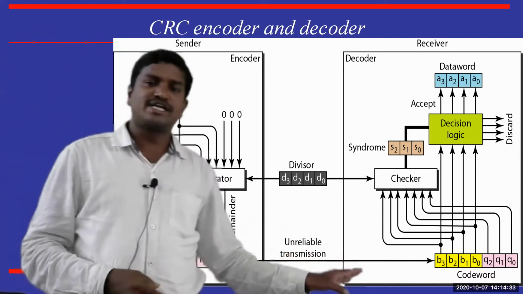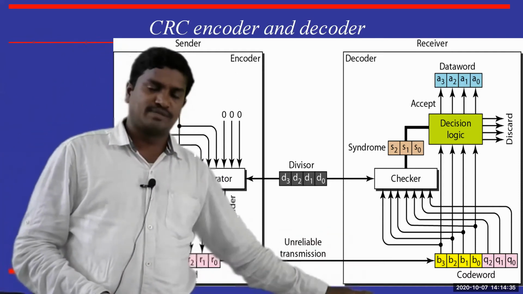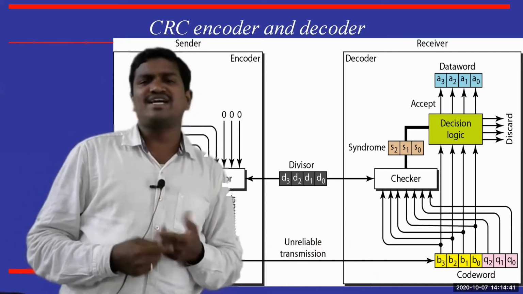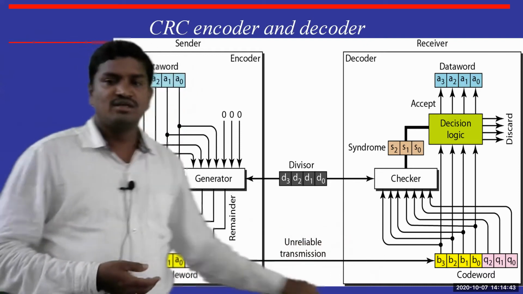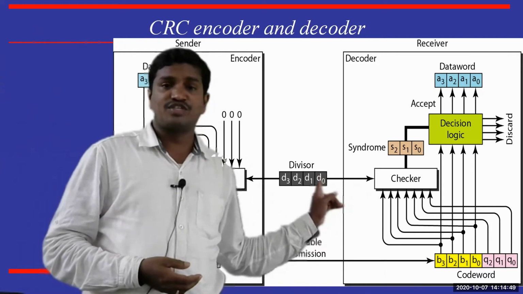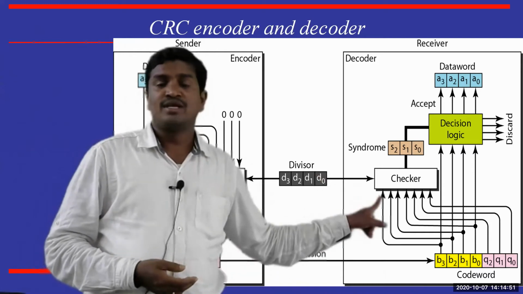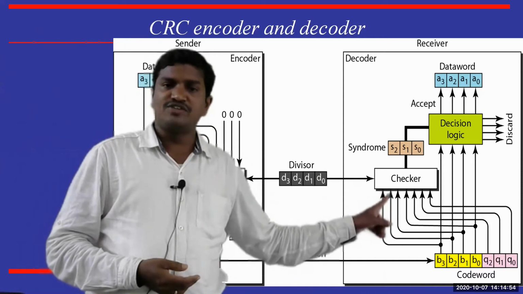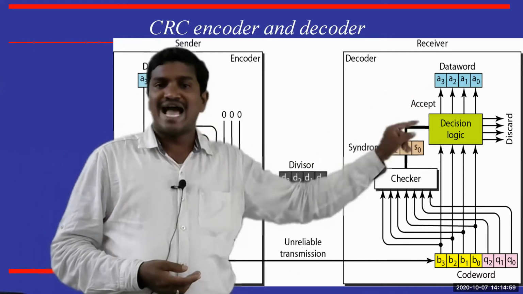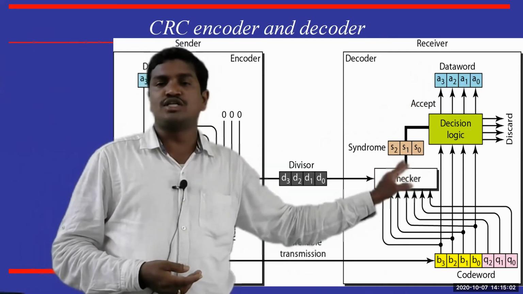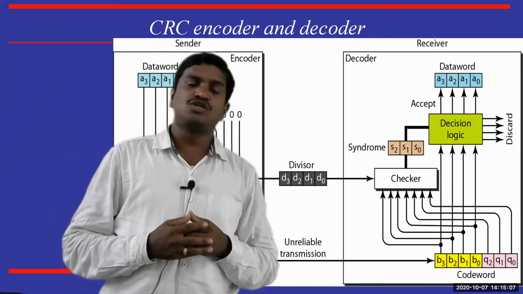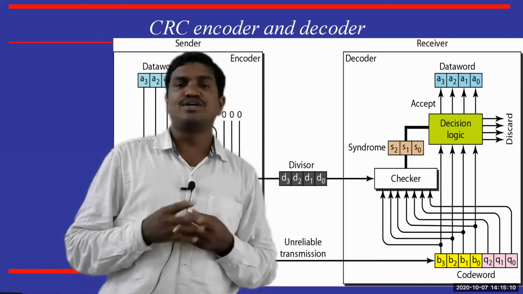Now, at the receiver side, upon receiving this code word, the checker's job is to recalculate the same thing. Whatever is received, this 7-bit code word, is taken with the same divisor used by the sender, and the division is performed. If you get a syndrome value of 0, then accept it. If you get a non-zero syndrome value, then that word is discarded. This way, the syndrome value is calculated by performing division.